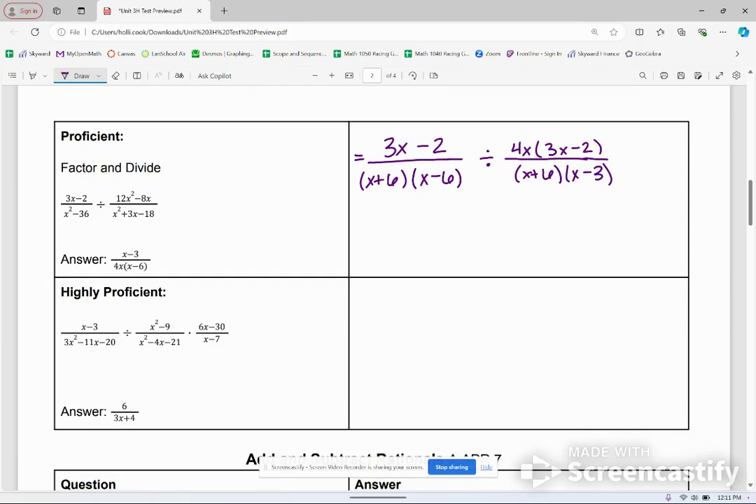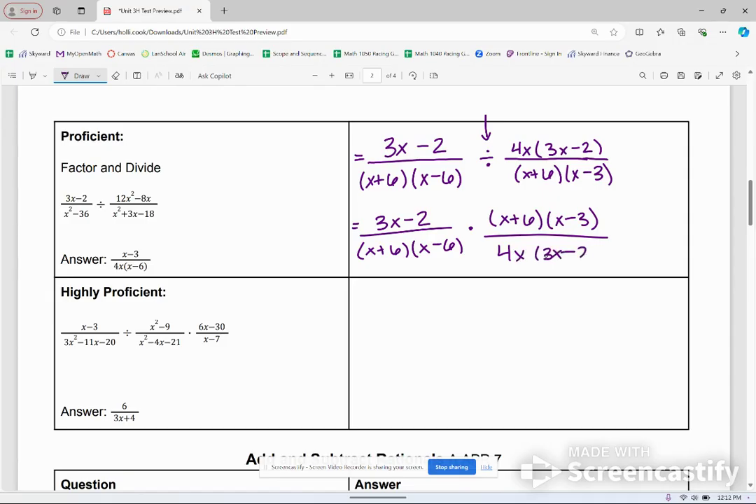Okay, now before we start canceling stuff out, every time you have division, that means whatever comes after the division we need to flip upside down. So the very first part's going to stay the same. Then we're going to change division to times, and I'm going to flip these upside down. So now we have x plus 6 and x minus 3 on top, and then 4x and 3x minus 2 on the bottom. Now that we're multiplying, we can go ahead and cancel things out again.